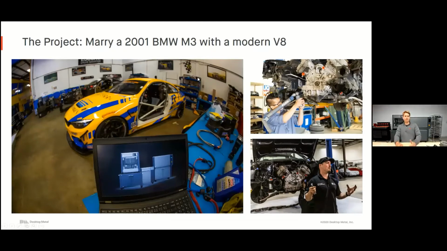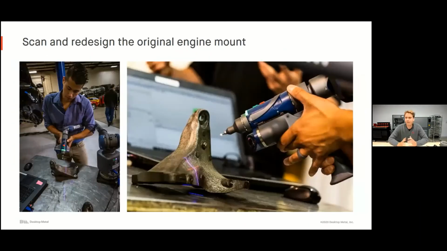One project I want to talk a little bit about, it's more of an automotive application, but I think it's still very applicable to machine designers, was this project that this company Turner Motorsports did. The project that they took on was to marry this 2001 BMW M3 with a modern V8 engine. So, as you can imagine, many of the parts didn't fit together. So, what did they do?